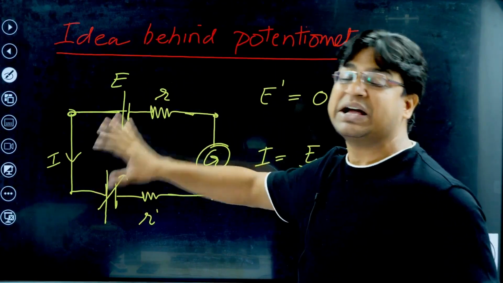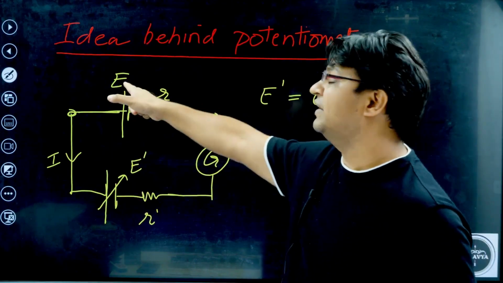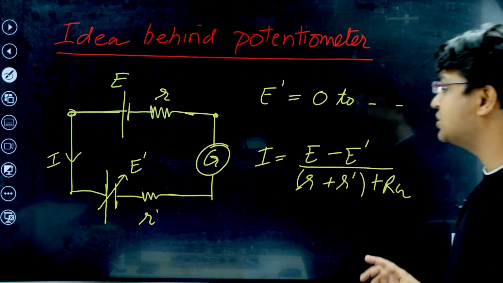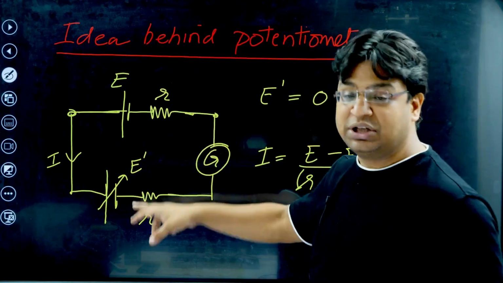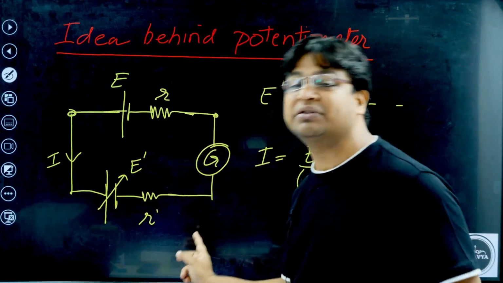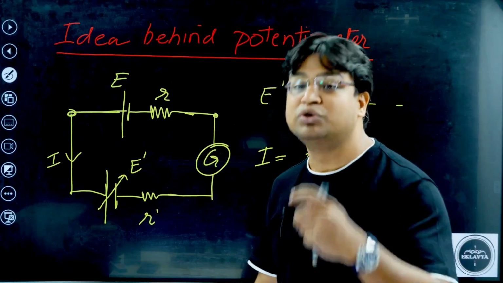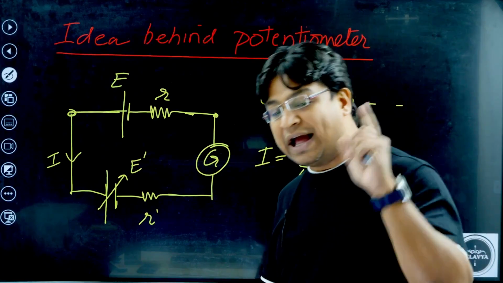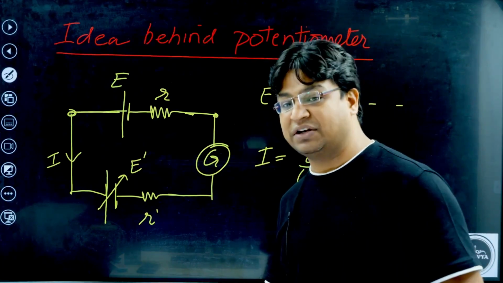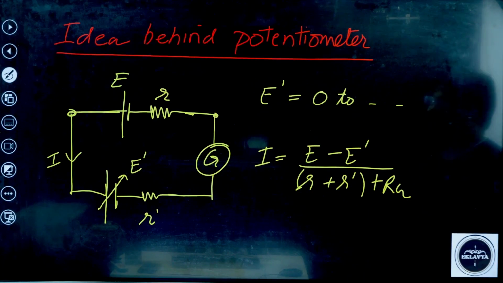Whatever the value of E prime is, I can see that, and therefore I can declare the value of E, and this is without error, because at the very moment when I'm declaring them to be equal, there is no current in the circuit. So we are measuring the potential difference between these two points without drawing any current from the battery, and therefore whatever we are measuring is the accurate value. So this is the whole idea behind a potentiometer.